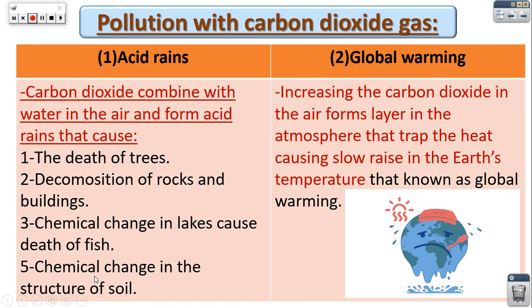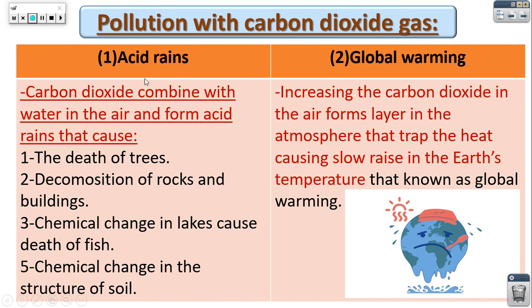And also it may cause chemical change in the structure of the soil. So all the small living organisms inside the soil die due to the acid rains. So the acid rain is very harmful to the environment. It causes death of the trees and death of the fish, and it also makes decomposition or breaking down of rocks and buildings. It damages the rocks and buildings, and it changes the structure of the soil.